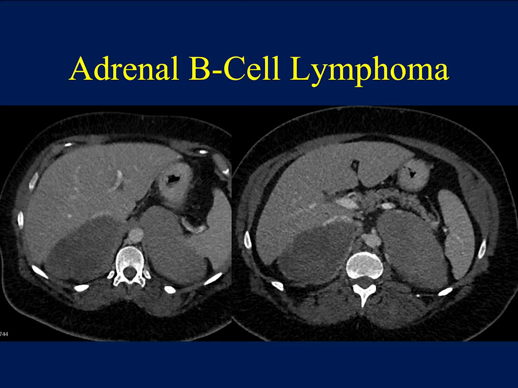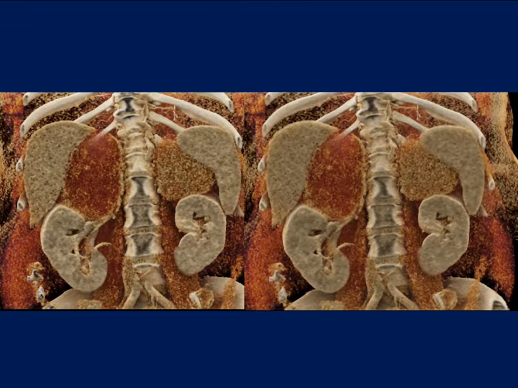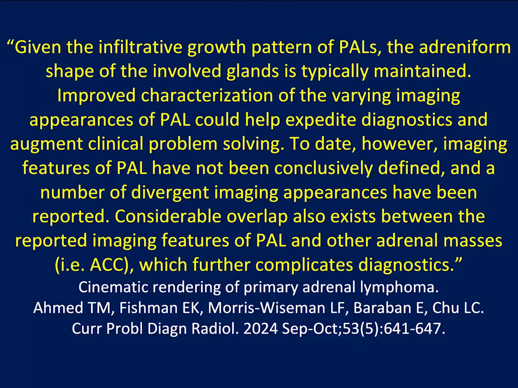Another example, primary B-cell lymphoma. Again, bilateral adrenal masses, some enhancement, though relatively low density, infiltrative, pushing on the kidneys, and again, very nicely shown, slightly different in terms of appearance between right and left on the cinematic rendering. We wrote an article about this and made the point about primary adrenal lymphoma. The adreniform shape is typically maintained.